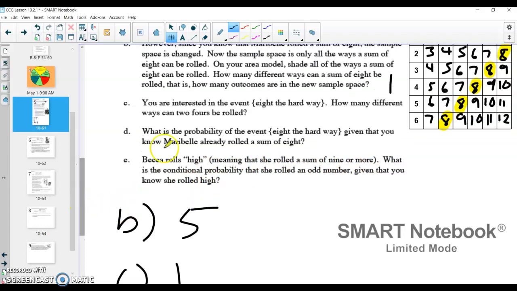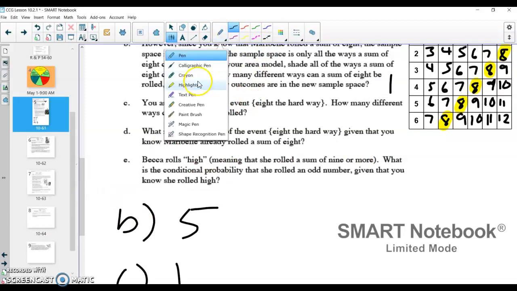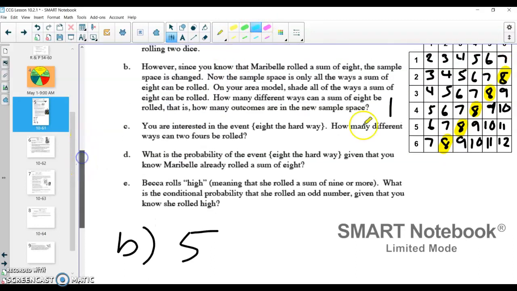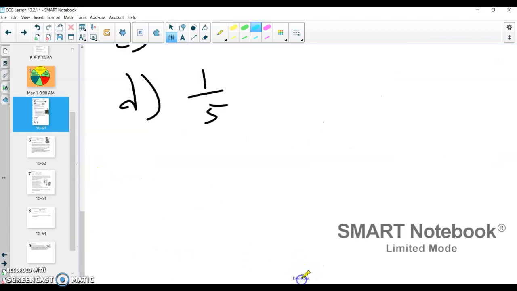So again, we are given this information, which makes it conditional probability. And so I'm going to highlight our new sample space, all the numbers that are technically a high number. And so she had a 9, all 9s would count. 10s would count because those are high, 11s, and 12s. And so our new sample space here is 1, 2, 3, 4, 5, 6, 7, 8, 9, 10.